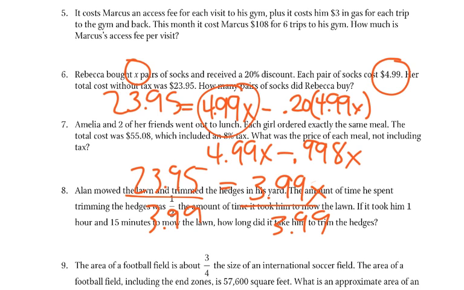So 23.95 divided by 3.99 gives us about 6 pairs of socks. It's 6.002, so basically 6. Alright, so that was number 6.